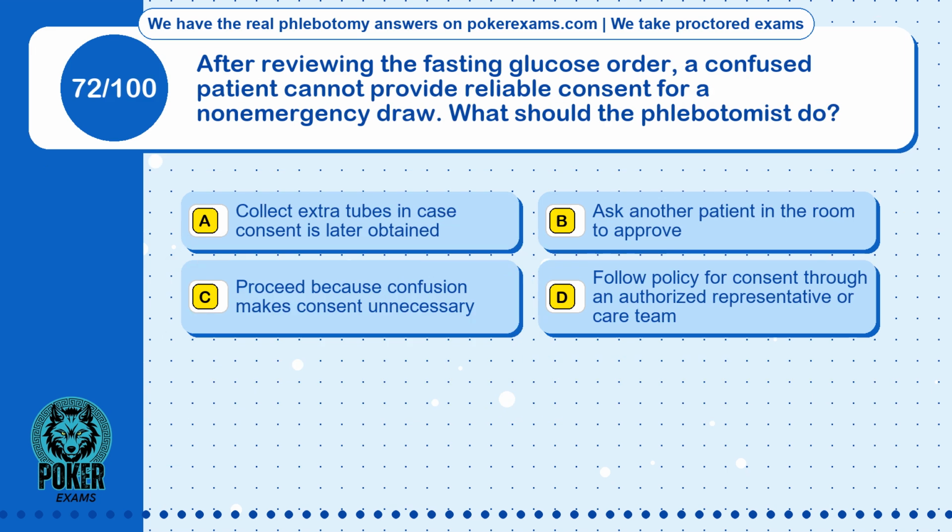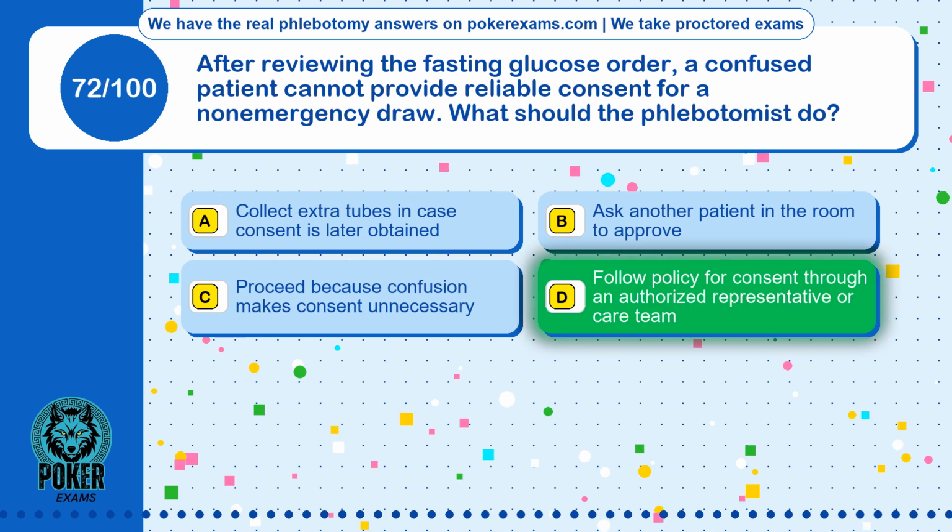Question 72. After reviewing the fasting glucose order, a confused patient cannot provide reliable consent for a non-emergency draw. What should the phlebotomist do? Option A, collect extra tubes in case consent is later obtained. Option B, ask another patient in the room to approve. Option C, proceed because confusion makes consent unnecessary. Option D, follow policy for consent through an authorized representative or care team.